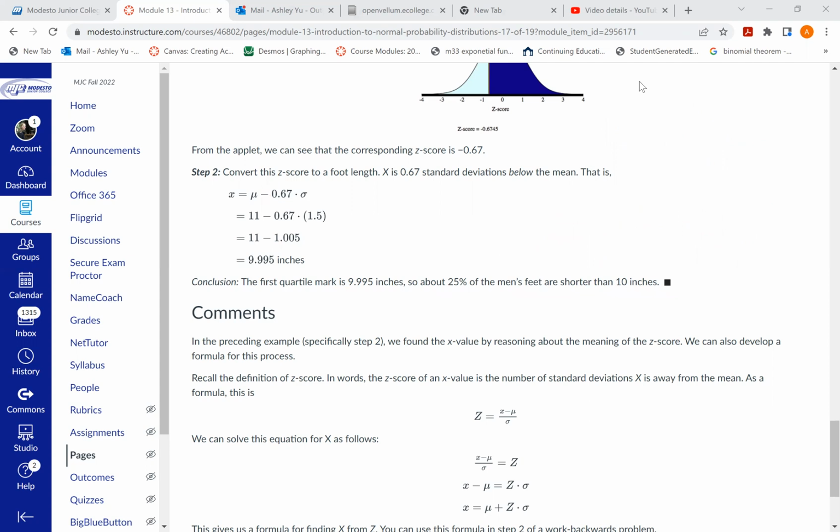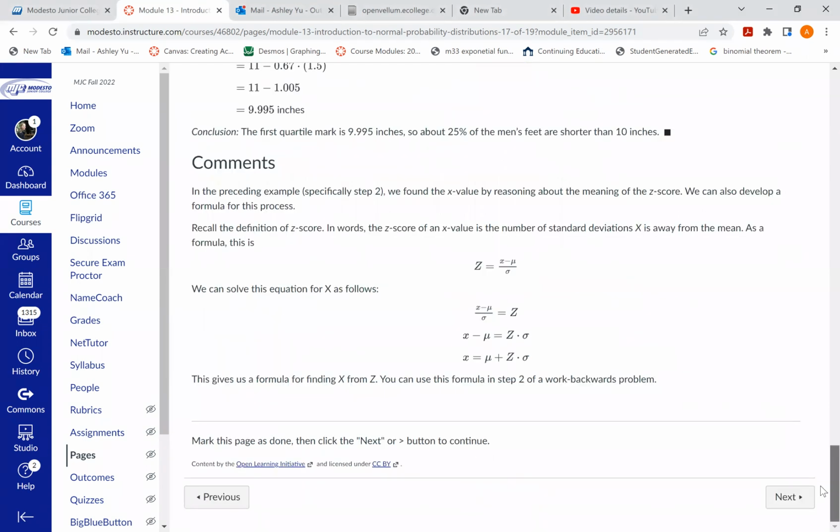So interesting. We still use the applet, but instead of giving it an x value and getting a z-score, now we have to work backwards and move the little orange thing so that, since we know the probability, it gives us a z-score.